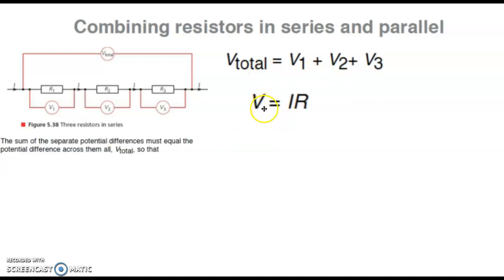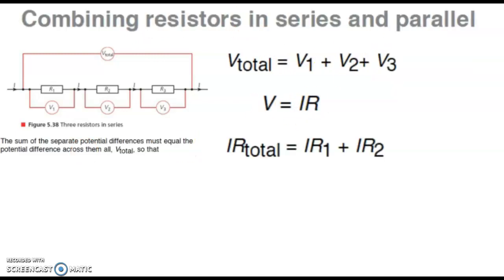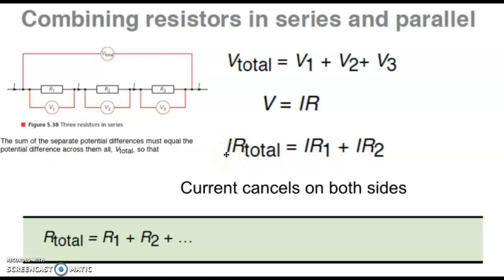Now we know that voltage equals current times resistance from rearranging this relationship. If V equals IR, we can substitute that in for our values of V1, V2 and V3 to give us I R total, the total resistance times the current, equals I R1 plus I R2. Now we know that current is the same everywhere in the circuit, so we can cancel the I's. By removing I from this equation, we're left with the general case. RT in series is equal to R1 plus R2.